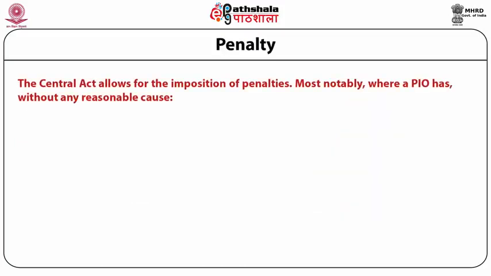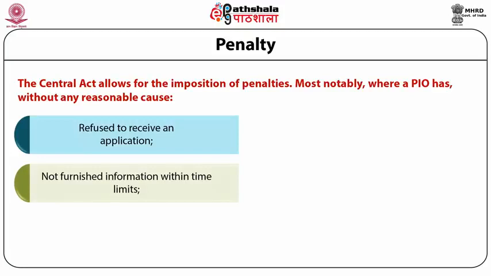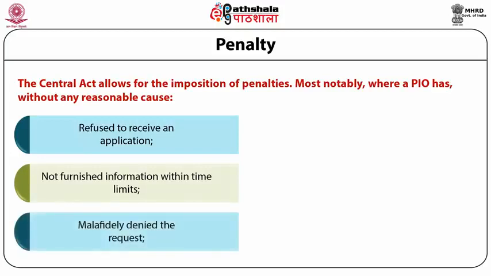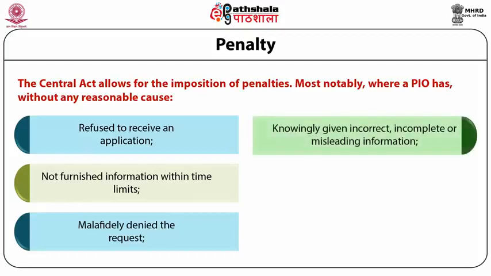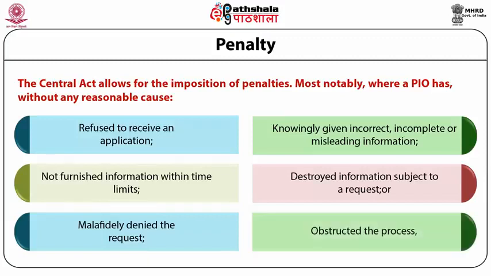Penalty. The Central Act allows for the imposition of penalties, most notably where a PIO has, without any reasonable cause, refused to receive an application, not furnished information within time limits, malafidely denied the request, knowingly given incorrect, incomplete, or misleading information, destroyed information subject to a request, or obstructed the process. All these types of acts constitute a violation of the RTI Act and call for penalty.